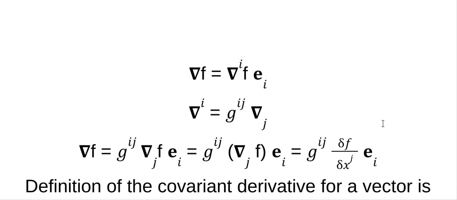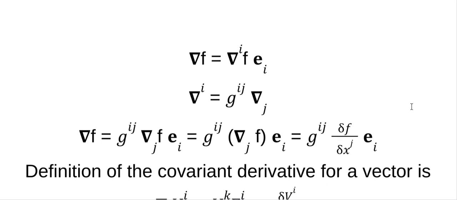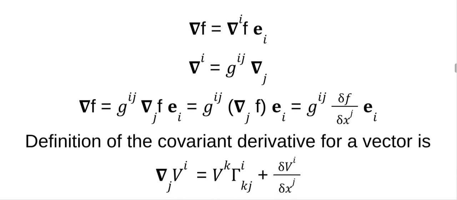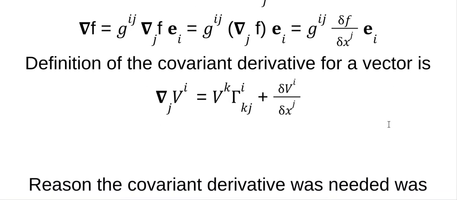Okay. The definition of a covariant derivative for a vector is this, right? And we've done this before too. The covariant derivative of a contravariant vector is equal to this times the Christoffel symbol, plus the normal directional derivative. Now, in Cartesian space, the covariant derivative and the directional derivative are the same because there are no Christoffel symbols, right? They're all zero. But that's not true in other spaces, right?